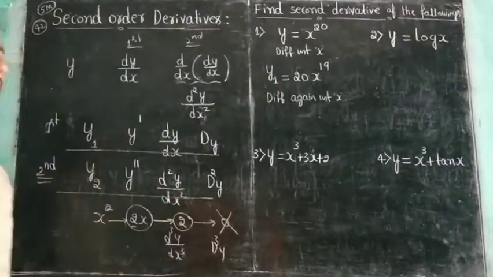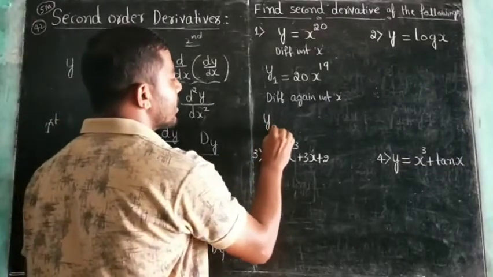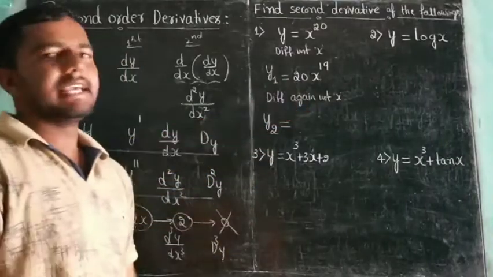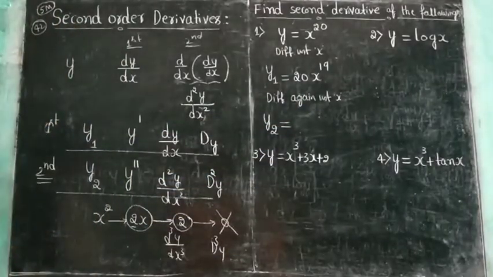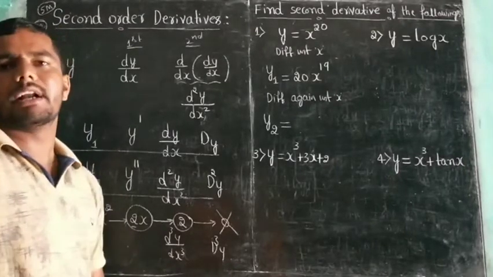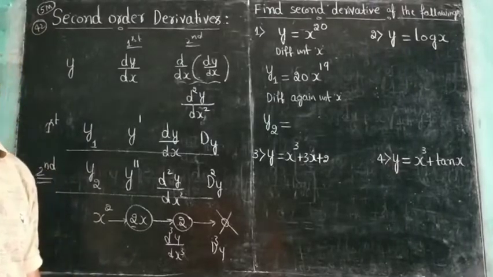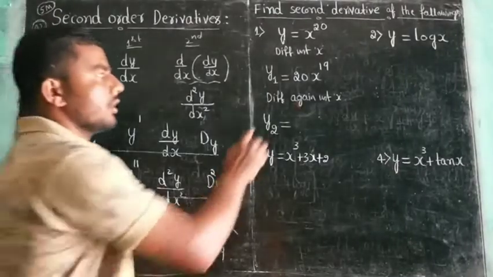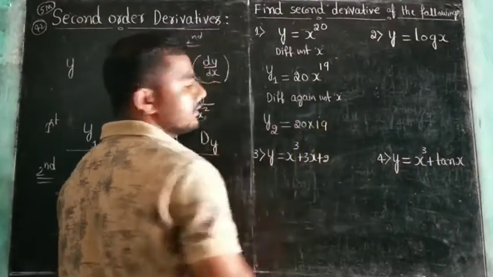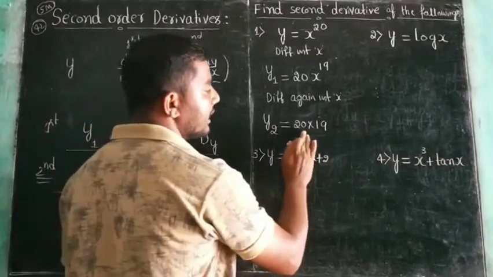y1, the derivative of y1 is y2, so I am writing y2 is equal to, here 20 is a constant, take 20 as it is. What is the derivative of x power 19? 19 x power 19 minus 1. 19 minus 1 is 18. So here 20 is there into 19. Multiply these two and write directly, 19 2s are 38.